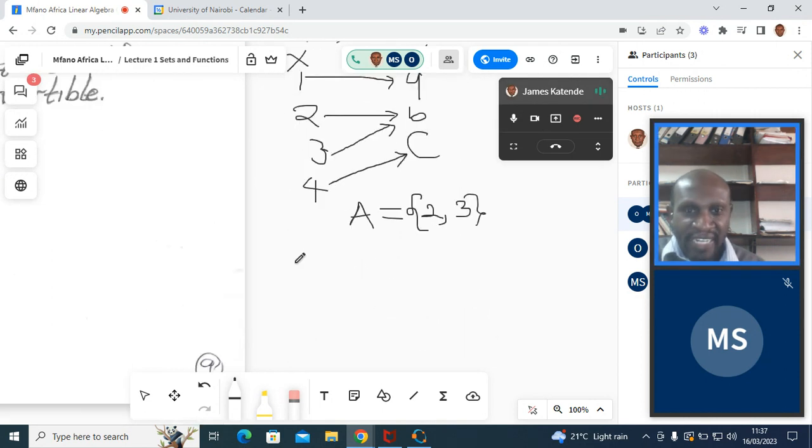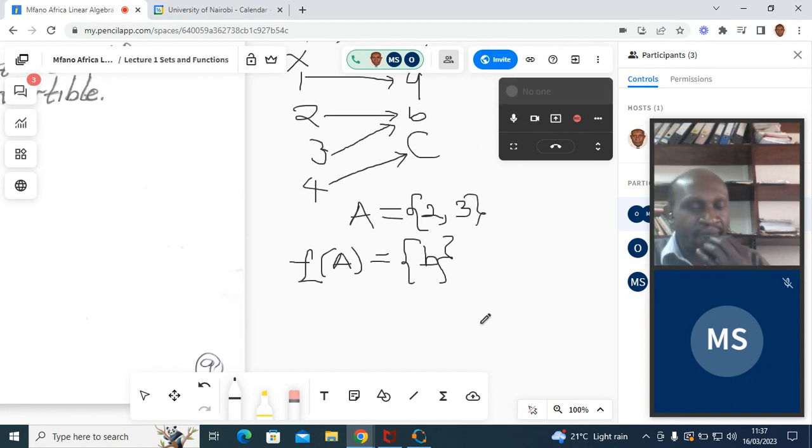So we try to find f of A. f of A is supposed to consist of all the possible values of the function at the points 2 and 3. So you simply check where is 2 sent and where is 3 sent. So 2 is sent to B. So we write it out. 3 is also sent to B, but you already have B. So that is all. This is the image of the set A under this map.